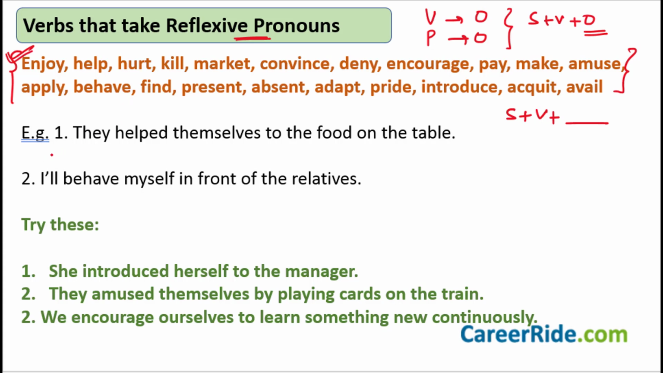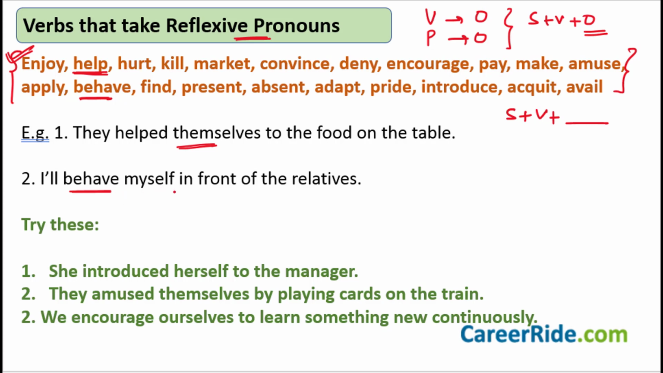Let us see some example sentences. You'll understand this better. They helped themselves to the food on the table. There was nobody else, right? They were at a party, so they helped themselves. They were not serving the food to anybody else, right? So they helped themselves is the pronoun that we are using here. And you see this verb help, it appears here in the list, right? The second sentence is, I'll behave myself in front of the relatives. So now you see this word behave. This is again very, very important. And you see this word occurs in the list here. Behave.